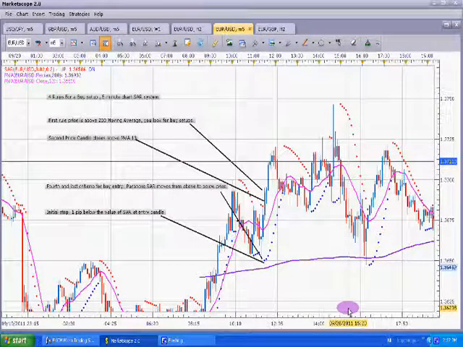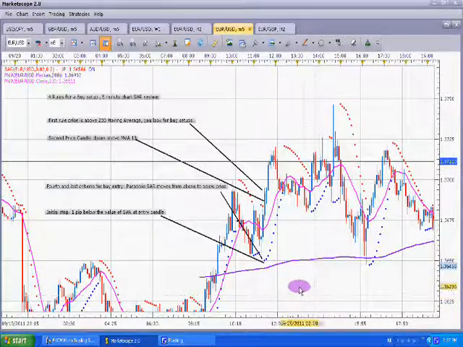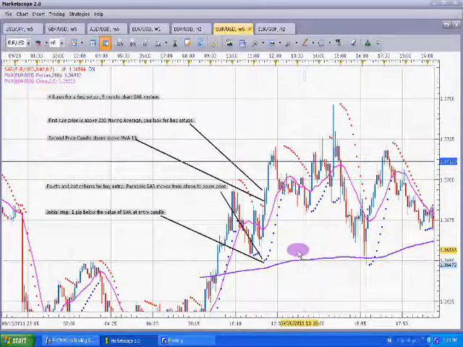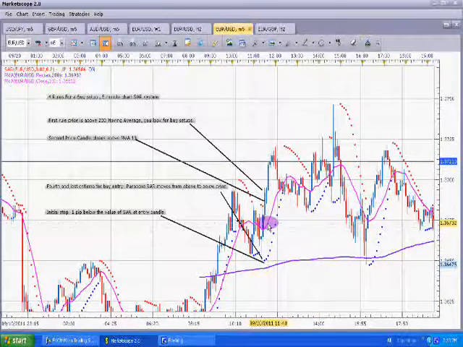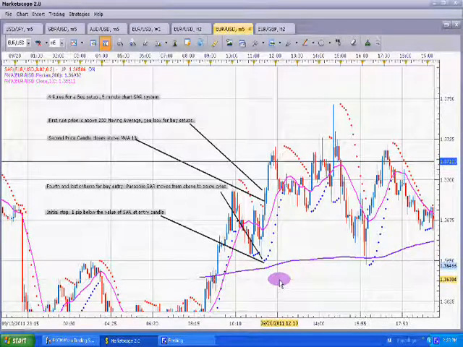So this is a simple 5-minute chart. I have just 3 technical indicators on the chart, as you see: the 200 moving average, the 13 moving average, and the parabolic SAR. So when you switch on your charts, what you want to look for is where price is in relation to the 200 moving average. In this case, price is above the 200 moving average.